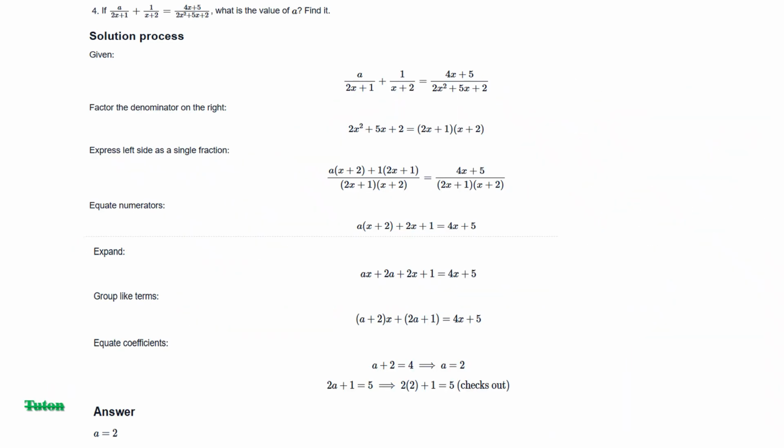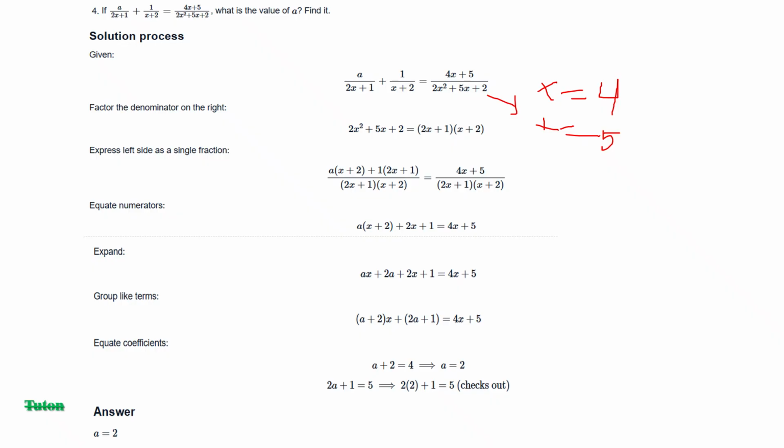Now this question is a bit unique, as it says to find the value of a by solving this particular equation. For that we have to first factorize this term. Here we have 2x squared plus 5x plus 2. We have to find two numbers such that the multiplication would be 4, and on summing up these two numbers we will get 5.